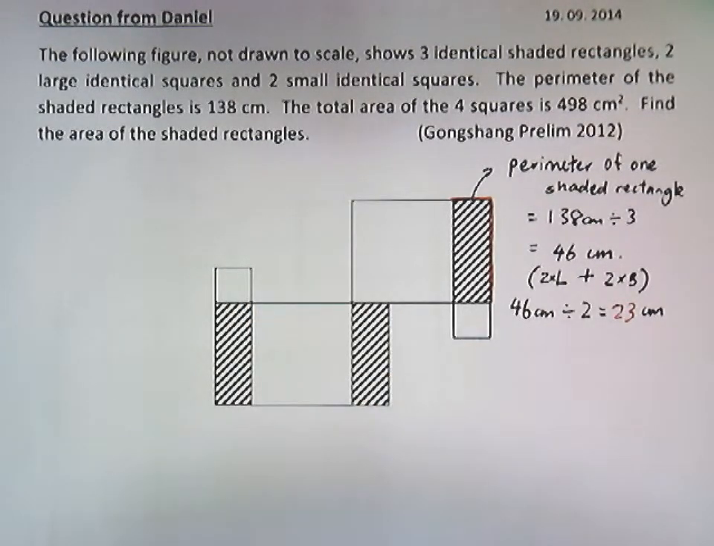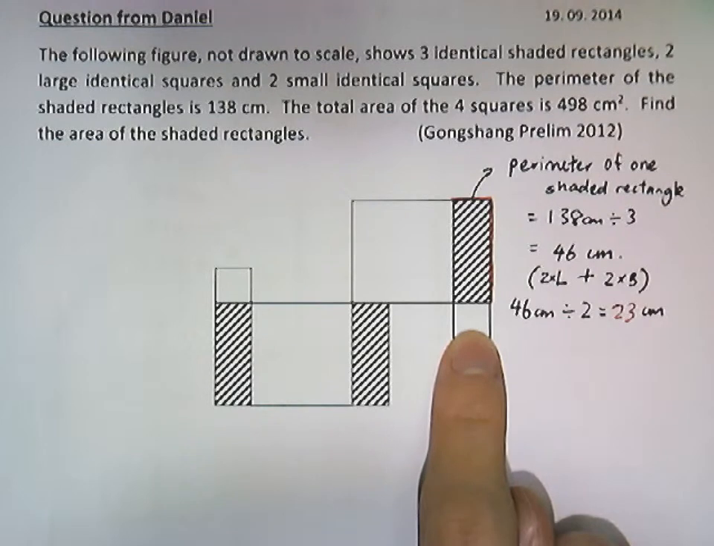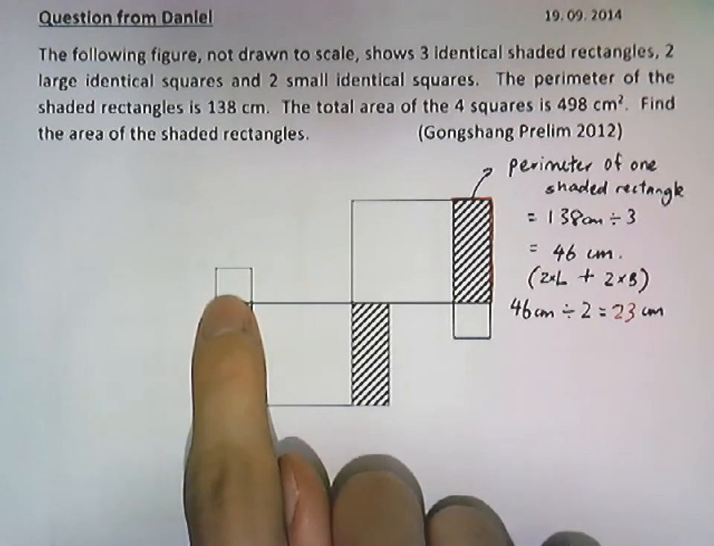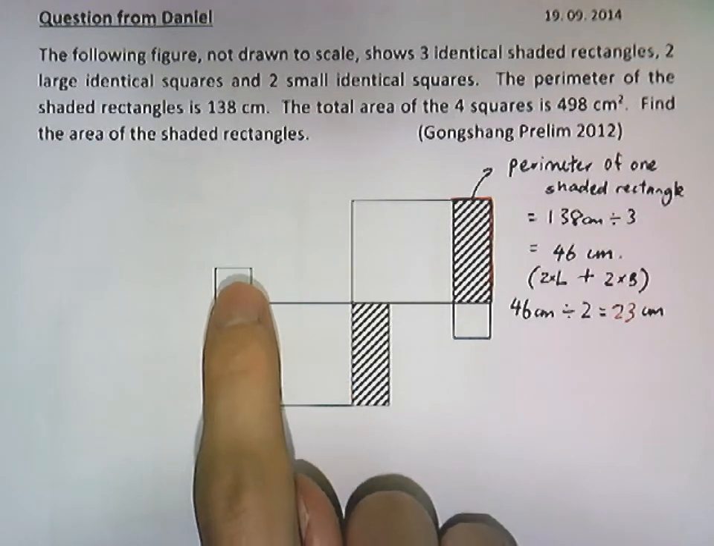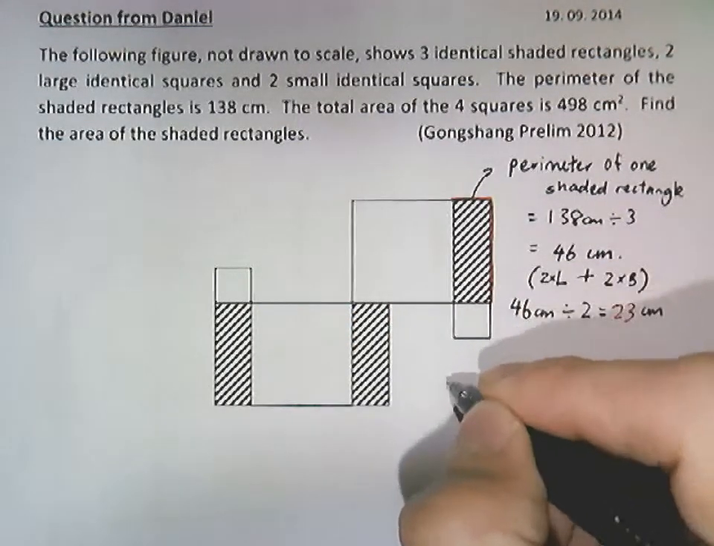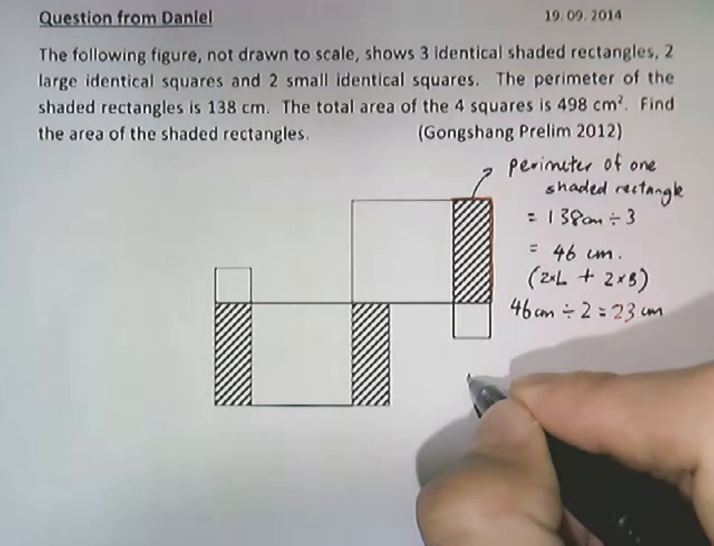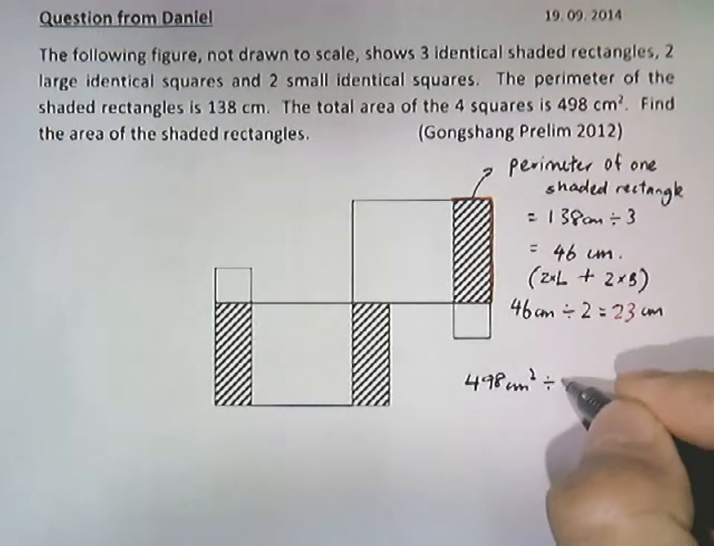It is given that the total area of 4 squares is 498. The 4 squares can be divided into 2 equal sets. Each set comprises 1 small square and 1 big square, and they are all unshaded. So 1 small square and 1 big square will give a total area of 498 divided by 2.